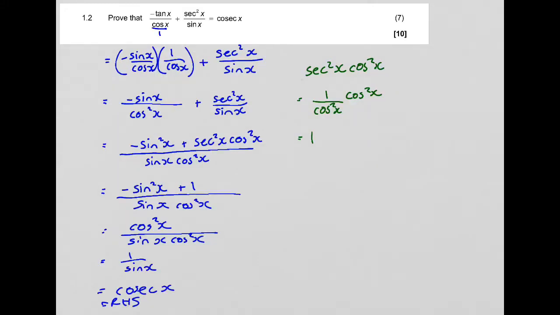Okay, sorry girls, I just want to go back to this page to show you where marks are allocated. So there's 1 mark for expressing tan as sine over cos. There's a mark for your cos squared x in the denominator here. There's a mark for your sec squared x cos squared x. There's a method mark for getting the correct LCD. There's an accuracy mark for finding out that sec squared x cos squared x was 1. And then there's an accuracy mark for your cos squared x here in the numerator, and then a mark for your 1 over sine x.